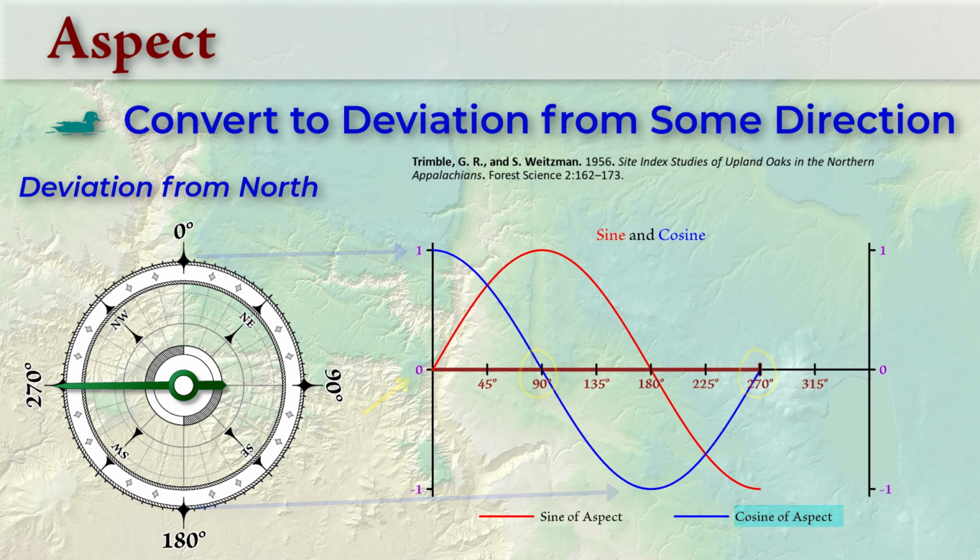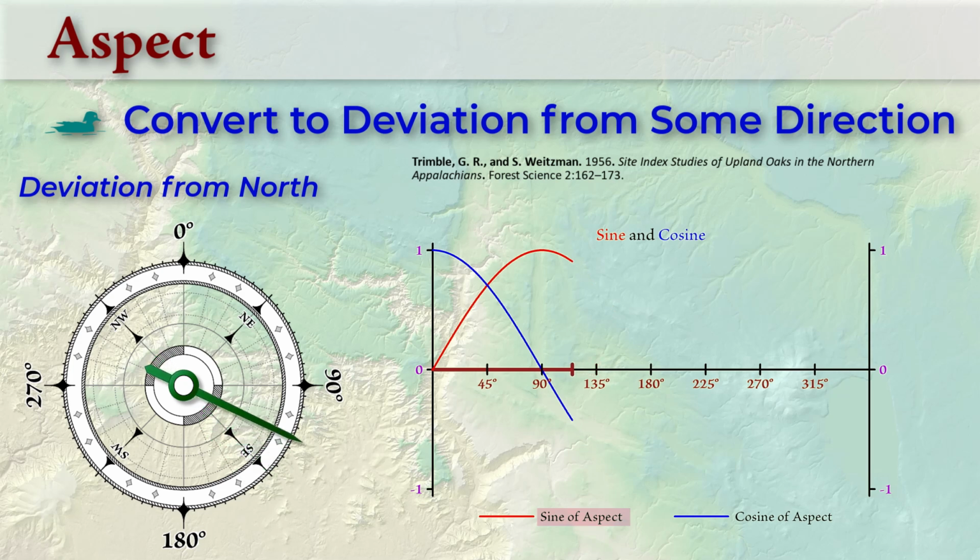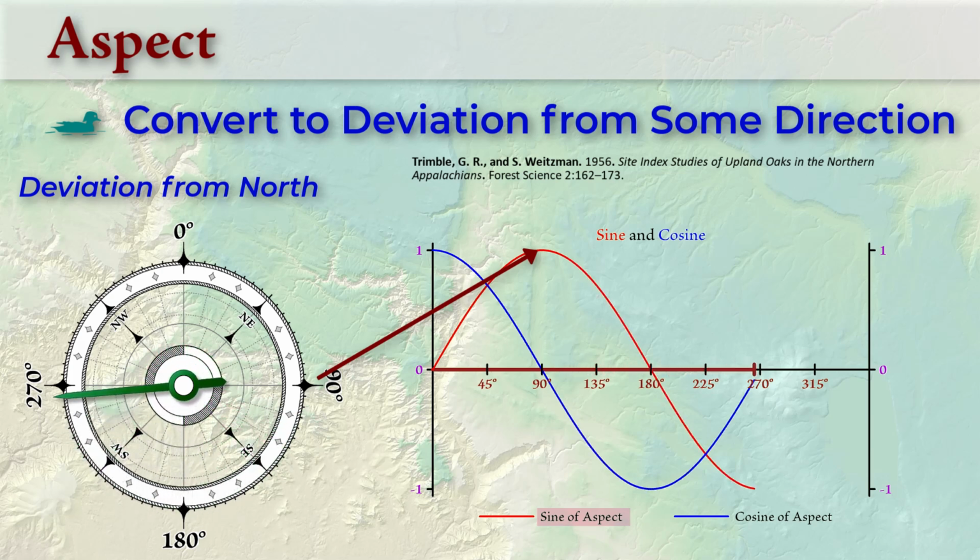And interestingly, if we take the sine of aspect rather than the cosine, we get a value describing the easterliness or westerliness of the landscape. Sine and cosine basically decompose aspect into the northerliness and easterliness components. Now, Trimble and Weitzman didn't actually take the cosine of aspect directly.